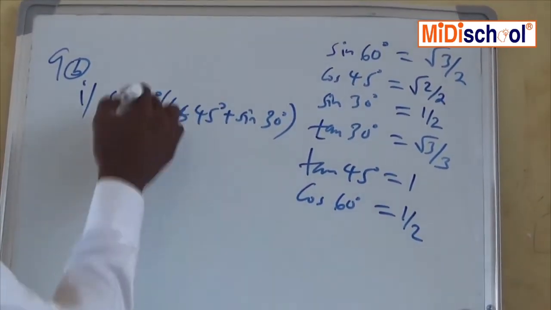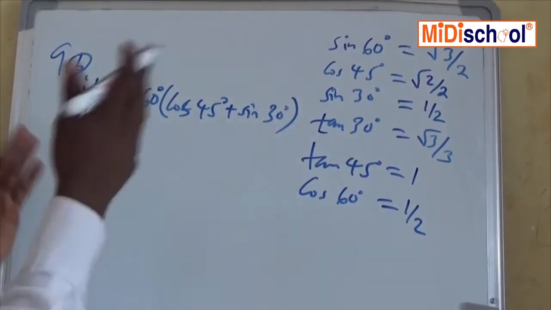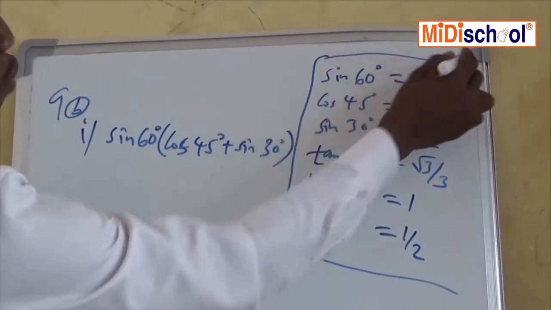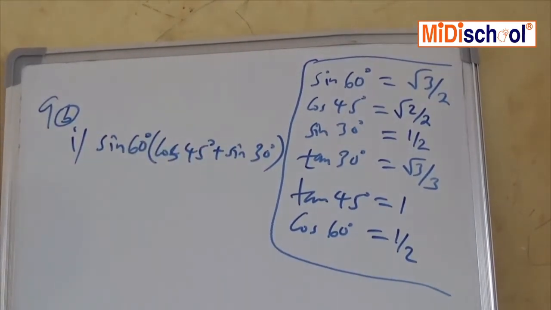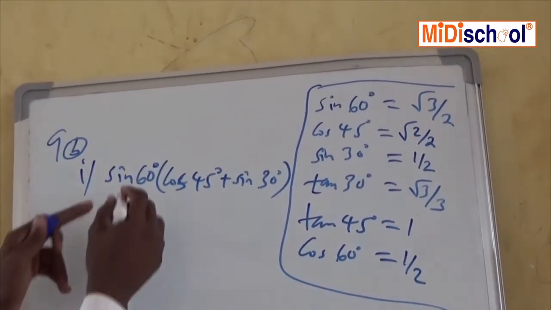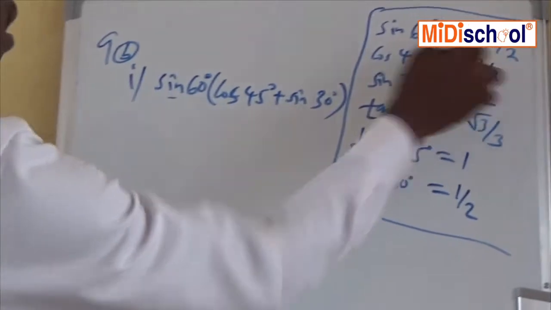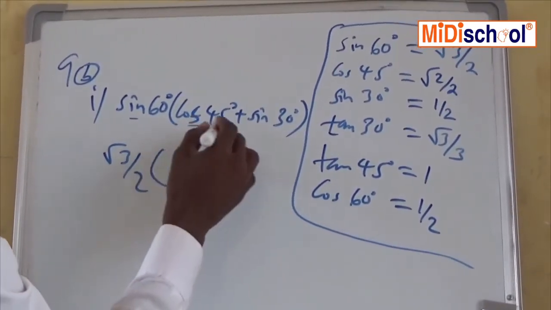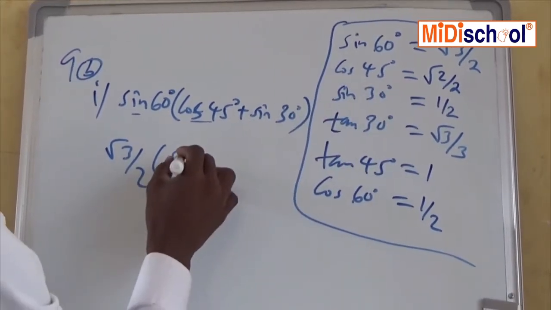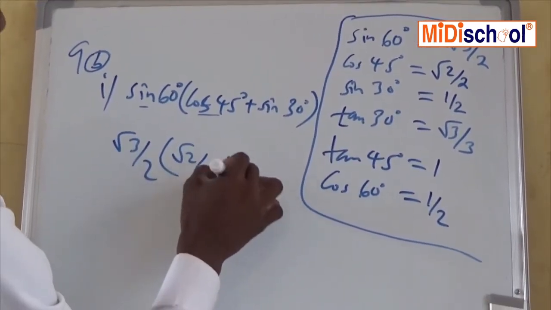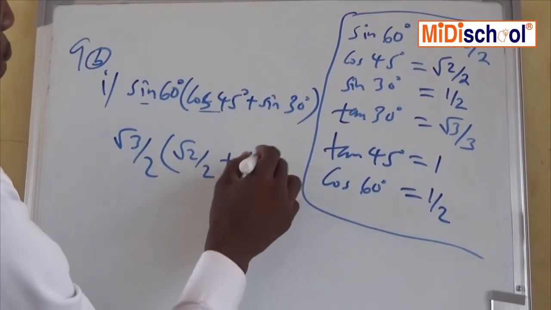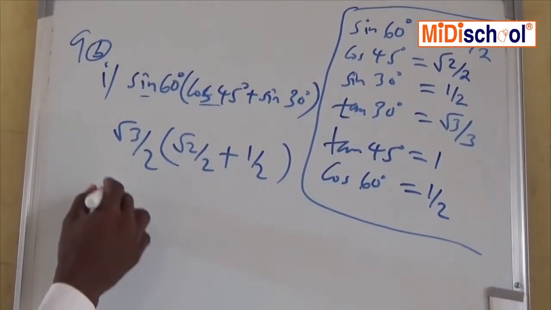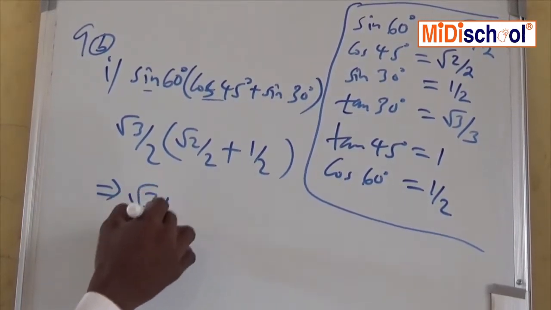This can only be evaluated if you remember the special angles which are listed just aside. So you can refer to the special angle table and just plug in the values. So we have sine 60, which is root 3 over 2, and cosine of 45 is root 2 over 2, plus sine of 30 is 1 over 2. So this expression implies root 3 over 2.